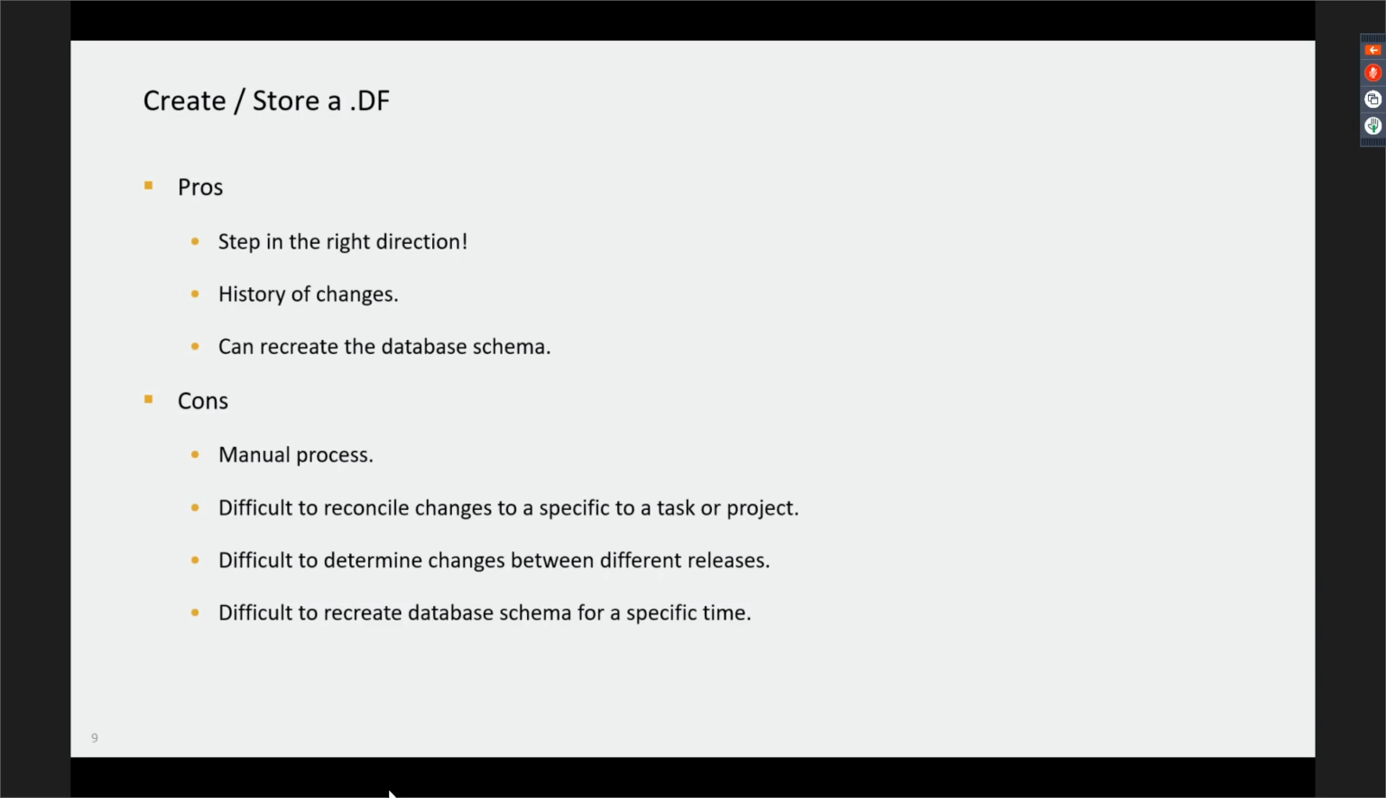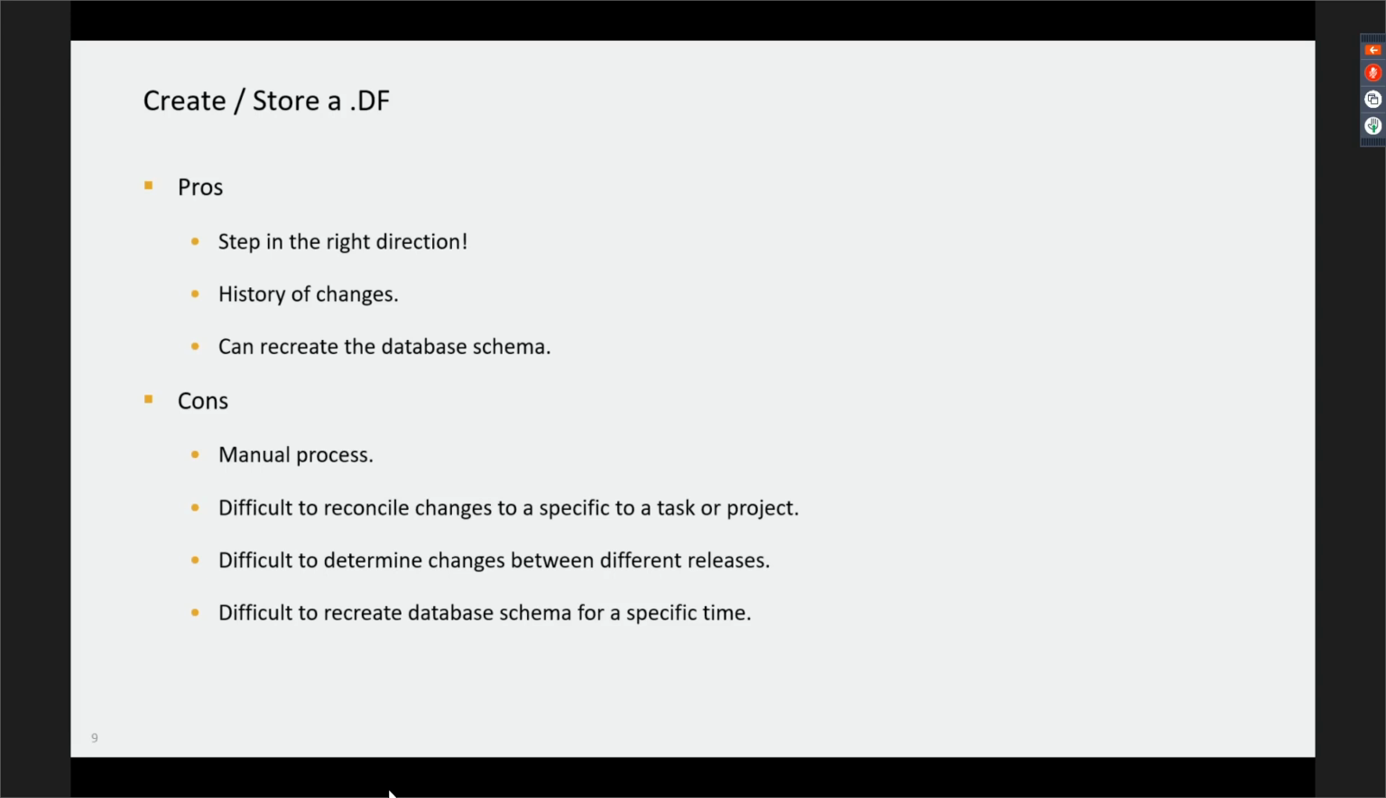It's also a little difficult to determine changes between different releases. I know that incremental DFs, or DFs in general, are just text files, so you can open them up in a comparison editor and look at it that way, but that's not natural. It's almost like comparing code. If you're doing that with schema, though, it's not as much fun.